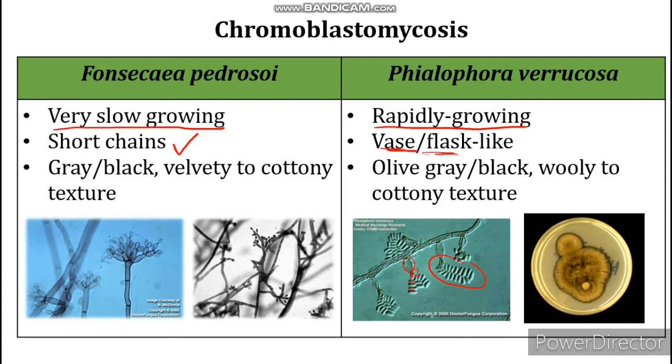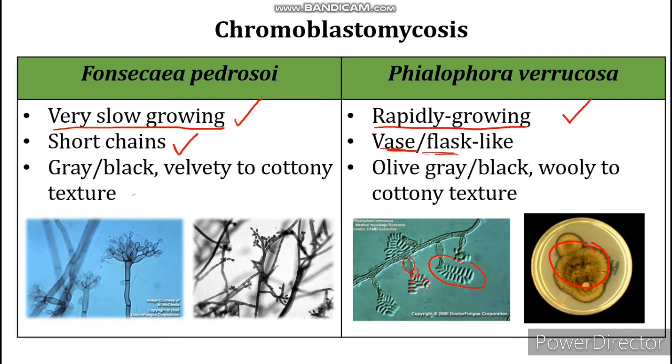Tapos yan, mga flower. And then, yung itsura nila kapag nasa plate, si Fonsecaea, yung colony niya is gray-black, velvety to cottony texture, while your Phialophora verrucosa is olive gray or black, woolly to cottony texture. So, yung main difference lang talaga nila, or one way to distinguish the two of them, is through the growth. Pag slow growing, Fonsecaea agad. Pag rapidly growing, Phialophora verrucosa.